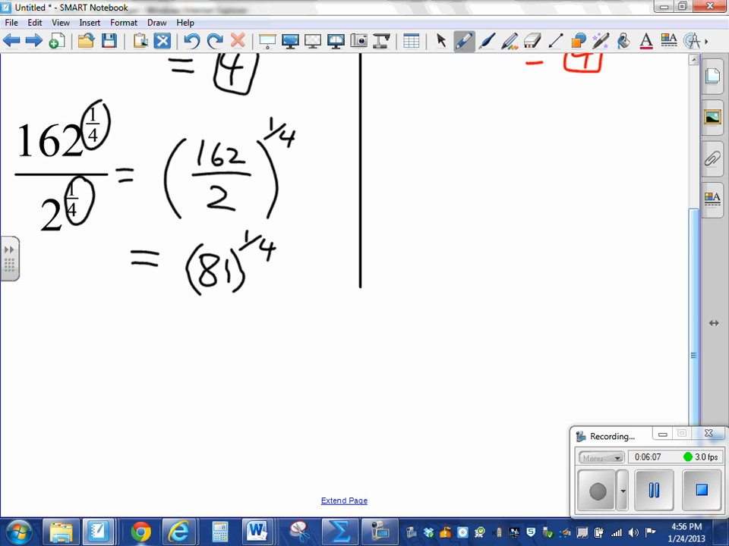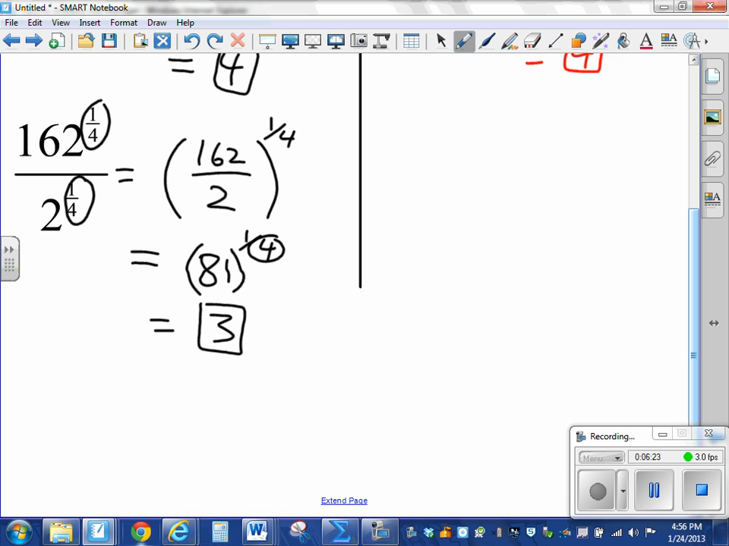So you can think in your head, since the bottom number is a 4, you want to think about what number times itself 4 times is an 81. And that will be a 3. 3 times 3 is 9. Another pair of 3's make another 9. 9 times 9 is 81.